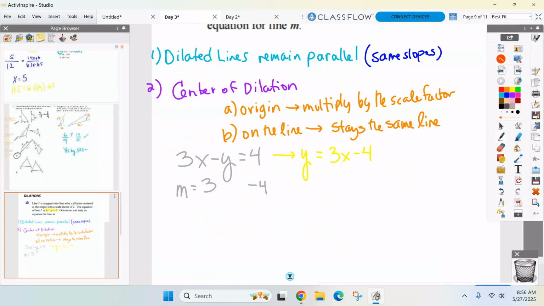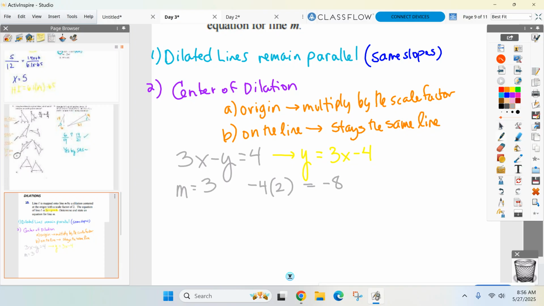Origin. So to find the new y-intercept, I can multiply by whatever the scale factor is in the problem, which is 2. I can only multiply by that if I was dilating around the origin, which I am. So my new y-intercept is -8.